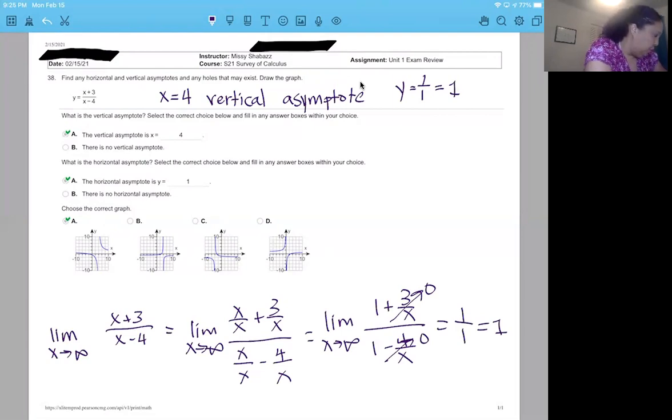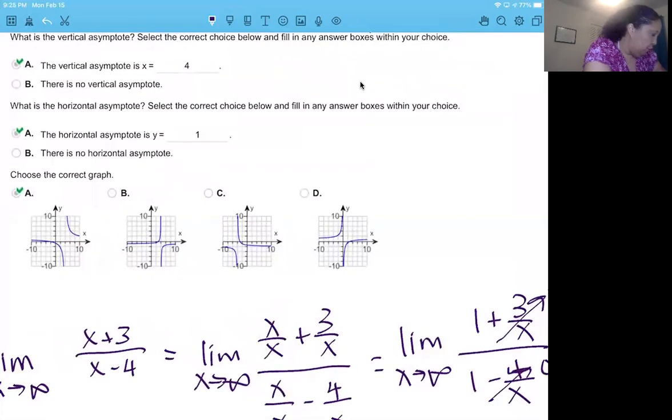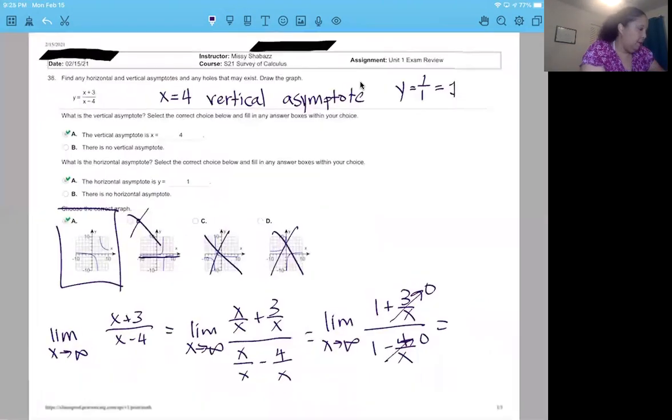Then they want us to choose the correct graph. All right, so first of all, I notice that y equals negative 1 is their horizontal asymptote, so that's wrong. This one, they have the vertical and horizontal asymptote wrong. This one, they have the vertical asymptote as x equals 0. So the only one it could be is this one right here.